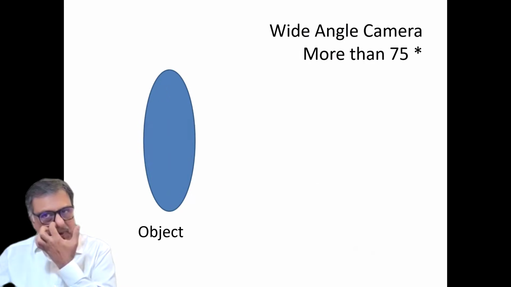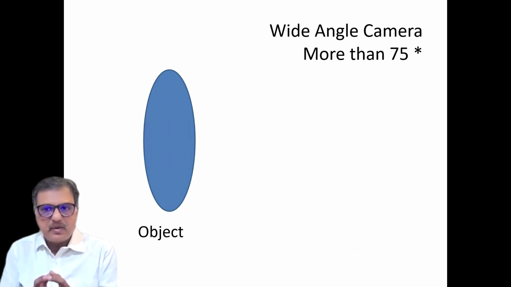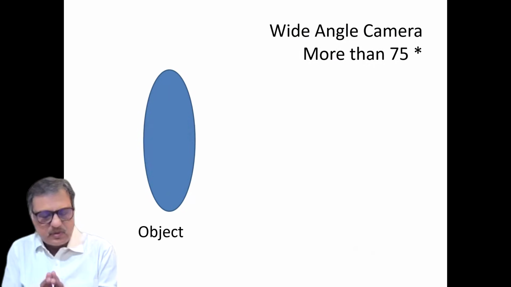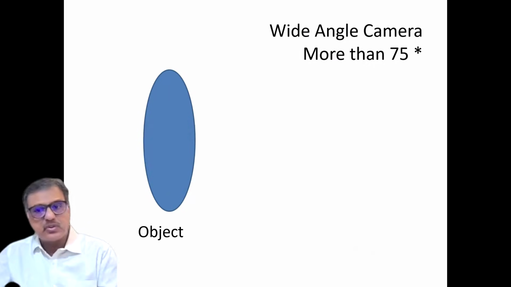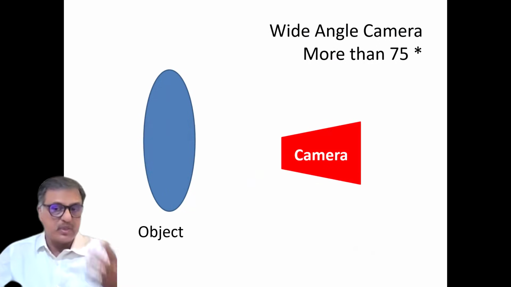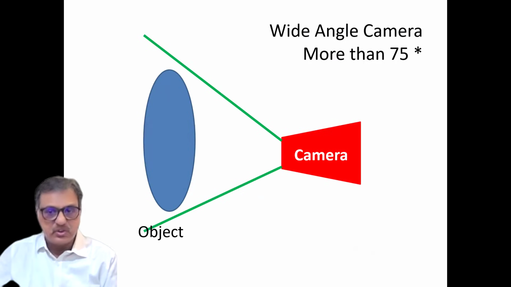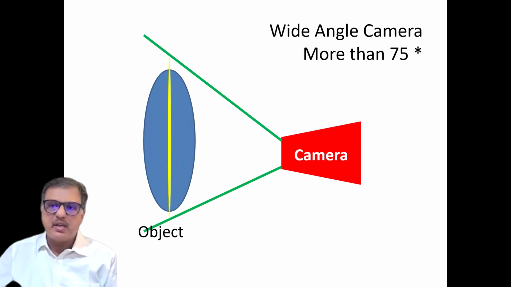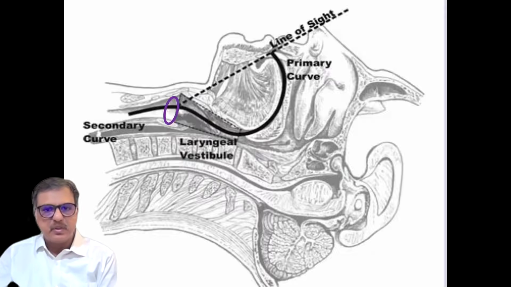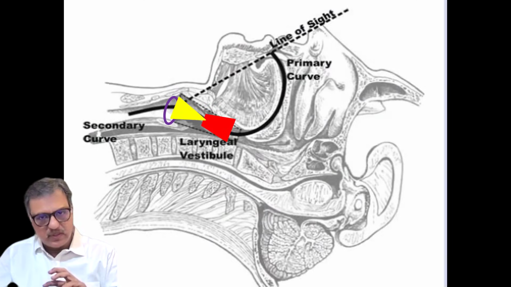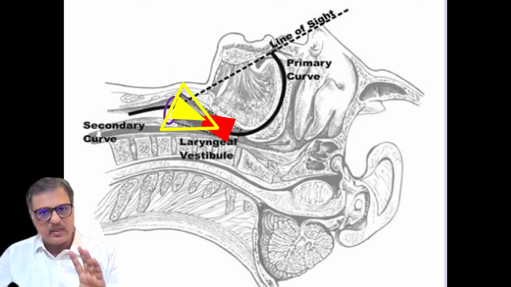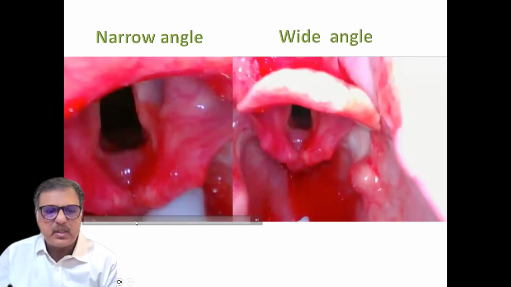Now, suppose you are using a wide angle camera. A wide angle camera is more than 75 degrees. So in spite of having less distance of the camera from the object or from the larynx, you will get a complete laryngeal view because its viewing angle is wide. So what is the clinical impact of this? Suppose this is a narrow angle camera, this is a wide angle camera. So what is the clinical impact?